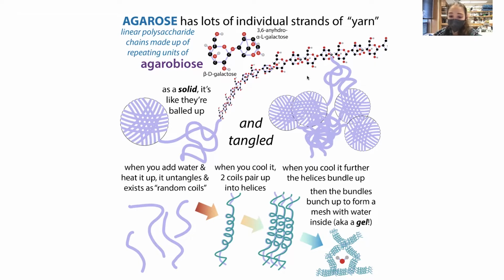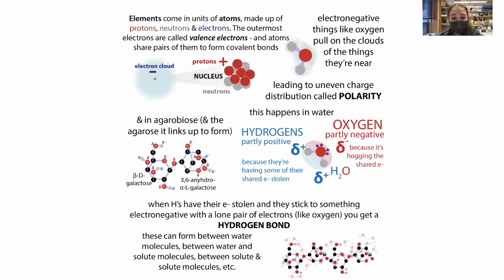In order to get this to dissolve, to form a solution, to form this sol, we need to untangle the chains and give each of them a coat of water. It'll be able to get this coat of water because, as we'll see, it has all these OH groups. Basically, these are polar.